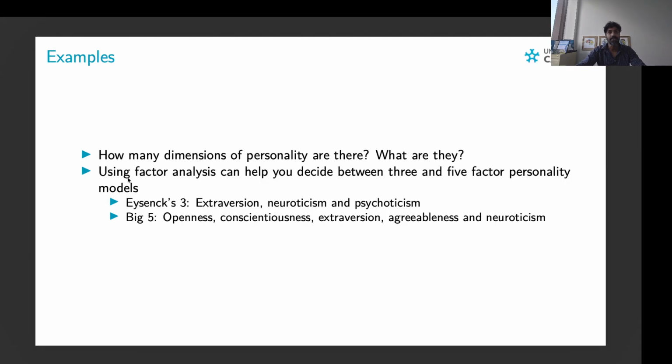So an example is how many dimensions of personality are there? And what are the dimensions of personality? Using factor analysis, it can actually help you decide between 3 or 5 factor personality models. You may have heard of Eysenck's 3, which includes extroversion, neuroticism, and psychoticism. And then there's also the Big 5, which is openness, conscientiousness, extroversion, agreeableness, and neuroticism. And so factor analysis really allows you to pull out the types of factors that may be there.